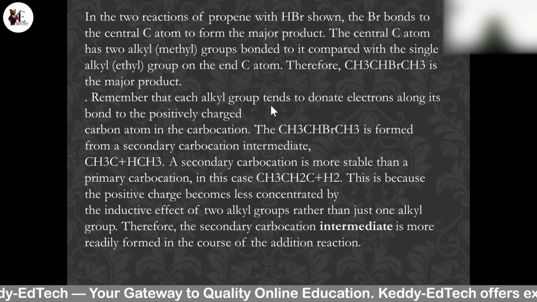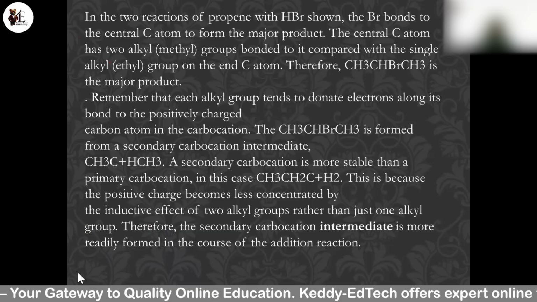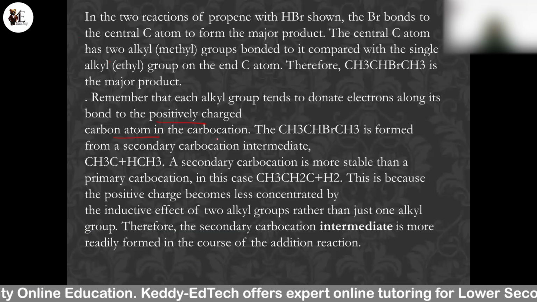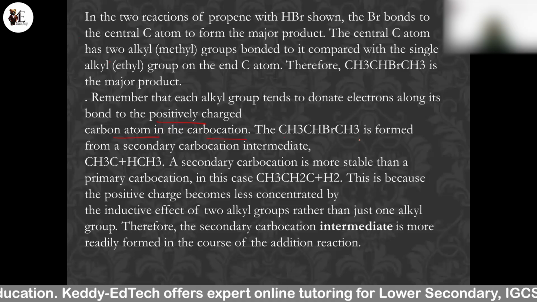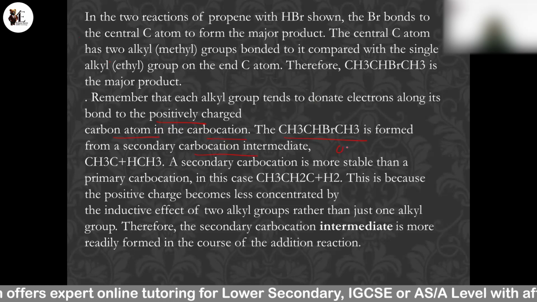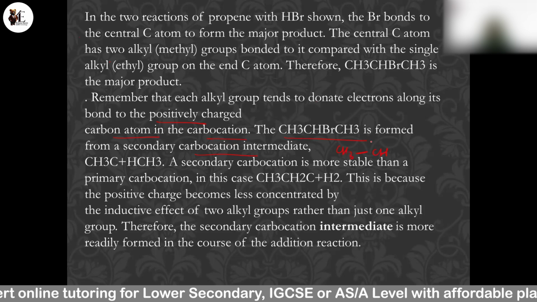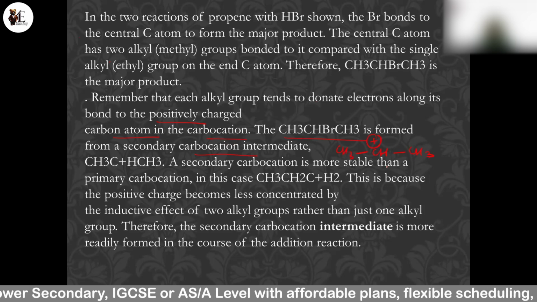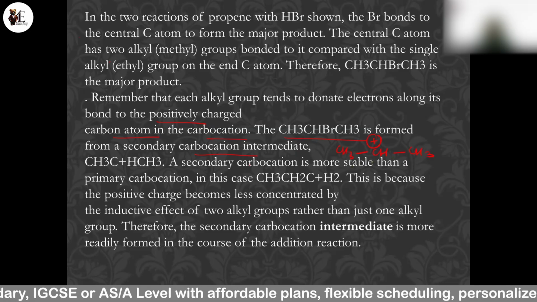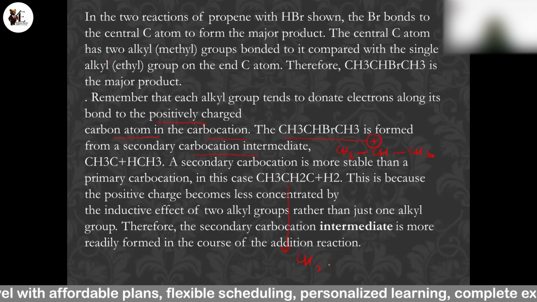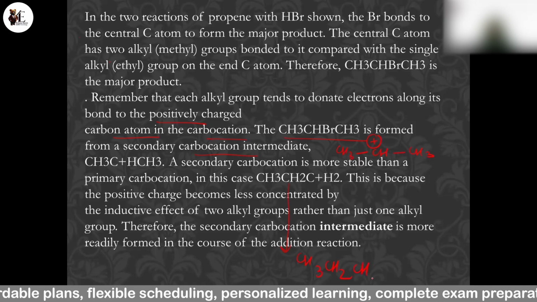Remember that each alkyl group tends to donate electrons along its sigma bond to the positively charged carbon atom in the carbocation. So this is formed from a secondary carbocation intermediate, that is CH3, CH, with a carbocation on which the bromine is attached, CH3. This is a carbocation intermediate. It is more stable than a primary carbocation. Primary carbocation means this one, CH3, CH2, CH2 plus.